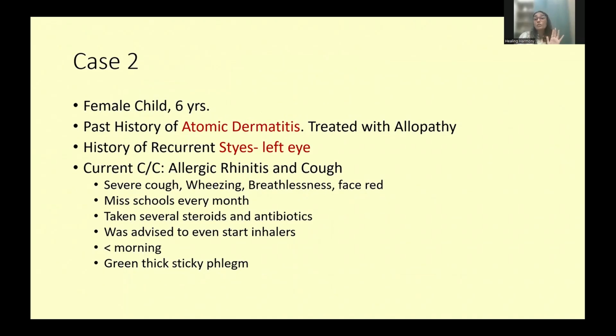Yeah, he did extremely well. Let's do another case, okay? And this time a child case. So she's a 6 years old child.